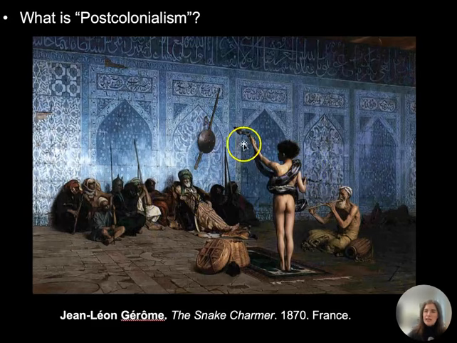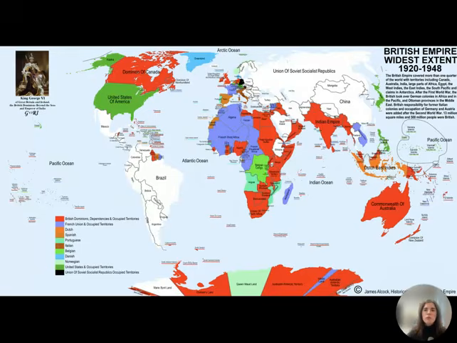So this isn't really an accurate representation of the Middle East in the 19th century. It's the fantasy of a French artist in the 19th century. So it's important to remember that there's this long history of colonialism. The British Empire was very vast, but also other European powers were going around and colonizing areas of the Americas, we can see Australia, Asia, and especially Africa.